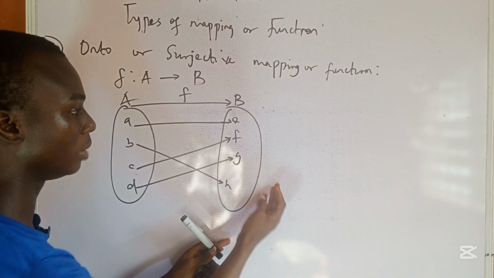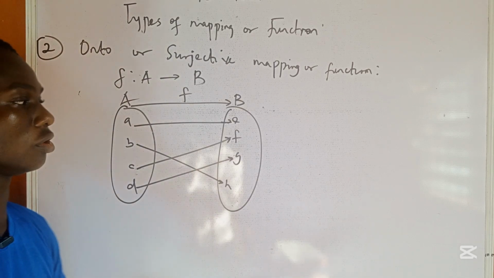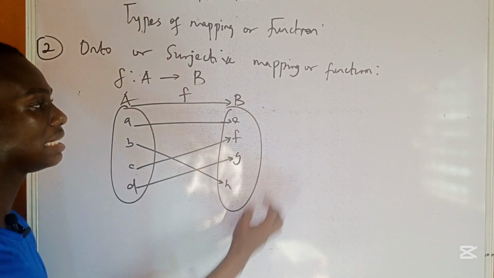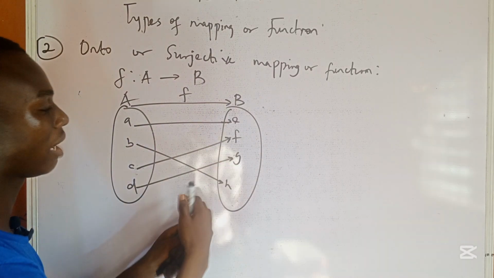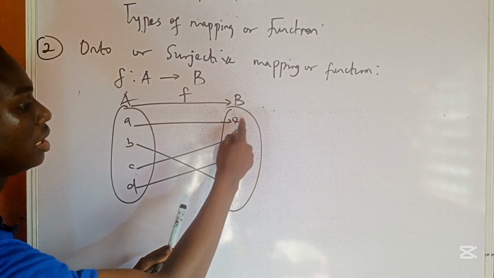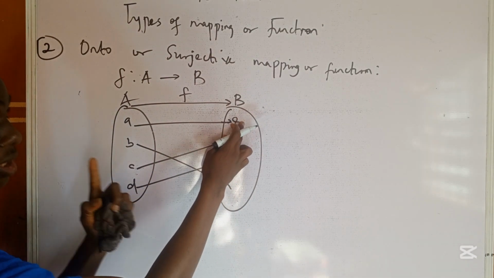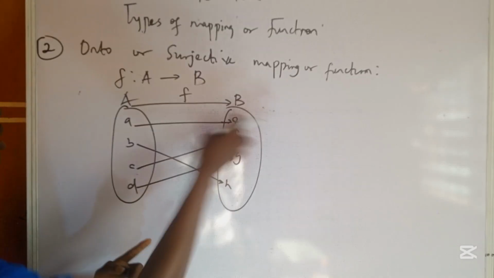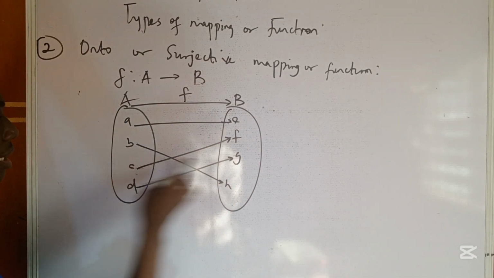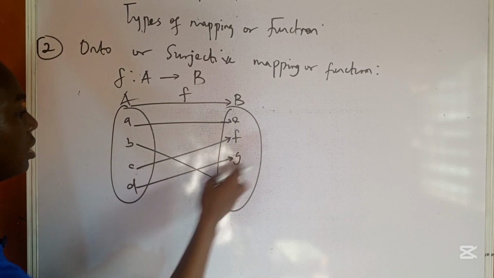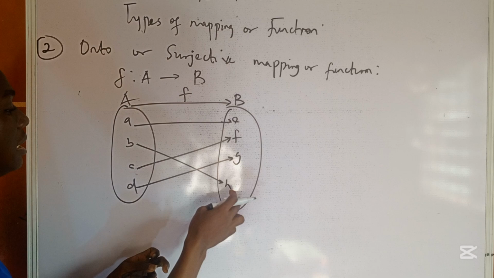Look at our codomain. I said a function is said to be surjective if every element in the codomain has a pre-image. These are the elements in the codomain: E, F, G, H. Each of these elements has a pre-image. E is an image, the pre-image of E is A. F is an image, the pre-image of F is C. G is an image, the pre-image of G is D. H is an image, the pre-image of H is B.